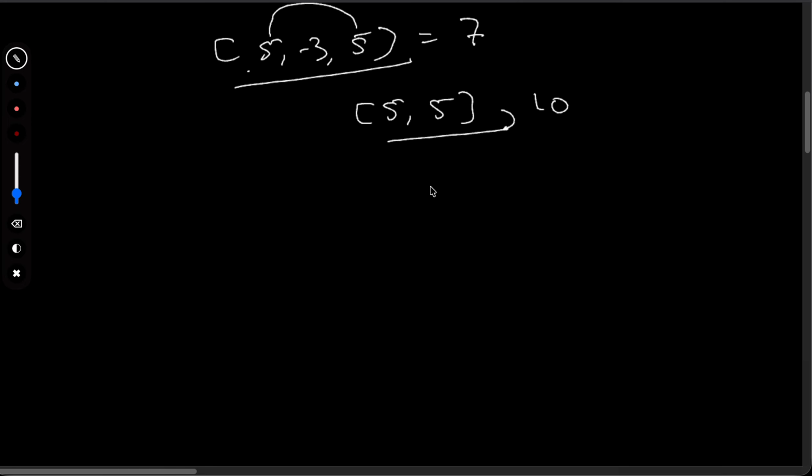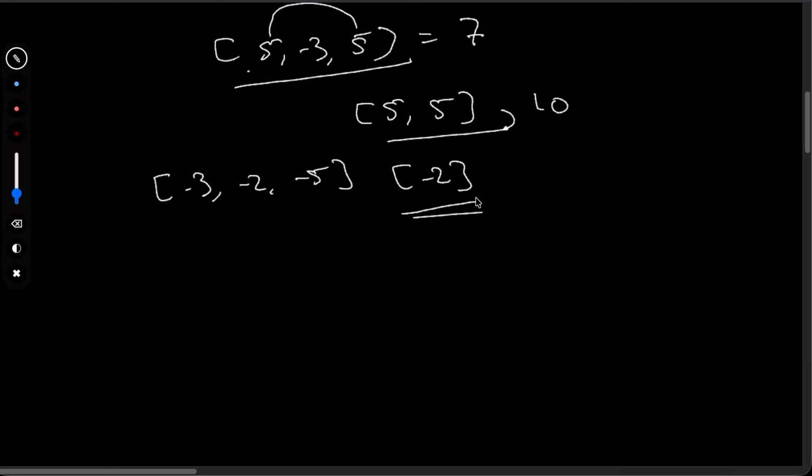Now let's take negative numbers: -3, -2 and -5. All numbers are negative, so the best subarray is -2. So the final answer is -2 only.